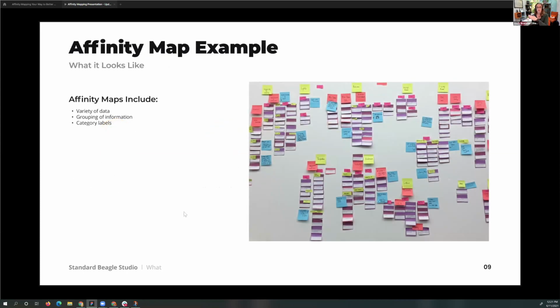So here's an example of a physical affinity map, and it basically has 3 elements to it. It has a lot of different kinds of data. It looks like it has notes and printouts of interviews, and it's hard to see from this picture, but just all kinds of different data. The data is grouped together into various sections by whoever's in the room seeing patterns and pulling it together, and they've also labeled it. That's essentially all an affinity map is, just pulling it all together. It looks like a hot mess, but believe me, this is going to give you a lot of insight.